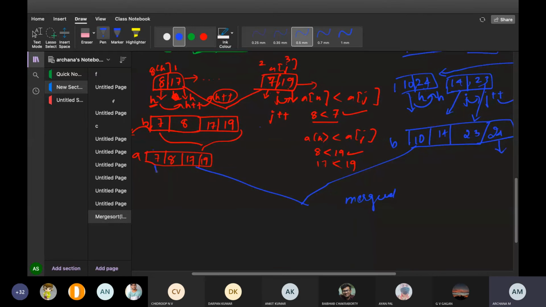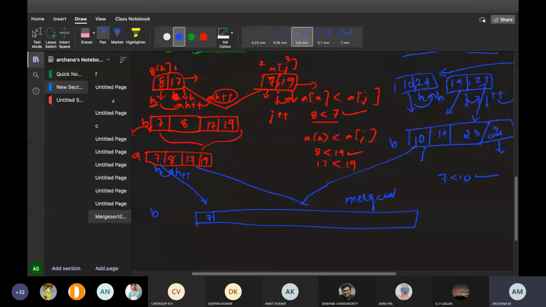Take this as H, take this as J. Check the values. Is 7 less than 10? Yes, the condition is true. So this is the new array now for me. Put this 7 into here. 7. Are you able to follow me? Whatever I am telling, as soon as you put an element into the array, increment that. Now H is incremented, H plus plus. H is now 8. Okay.